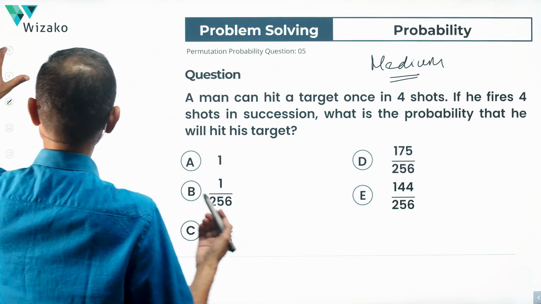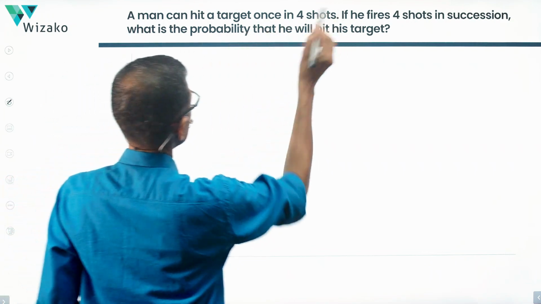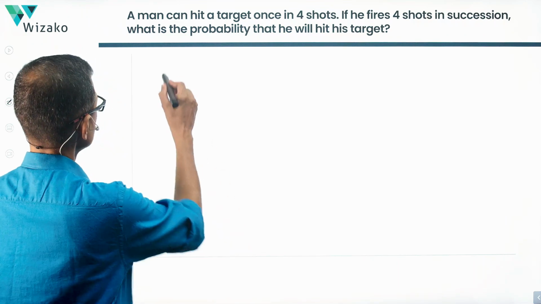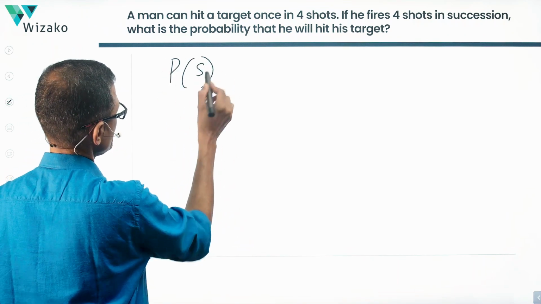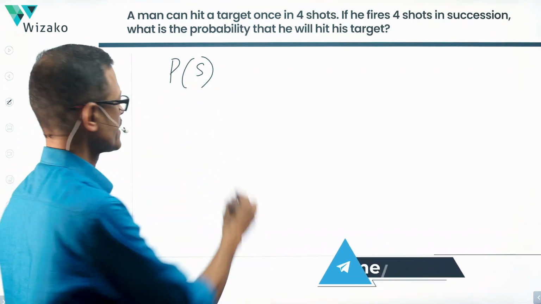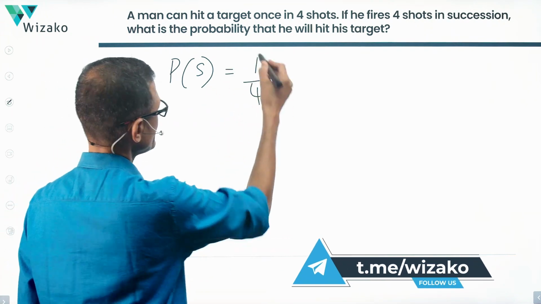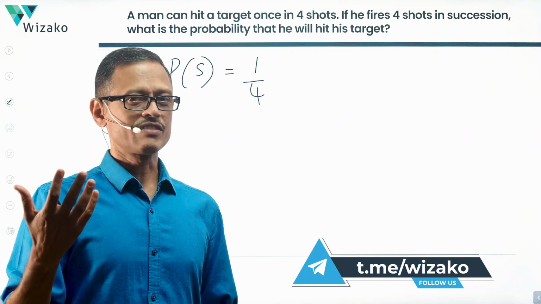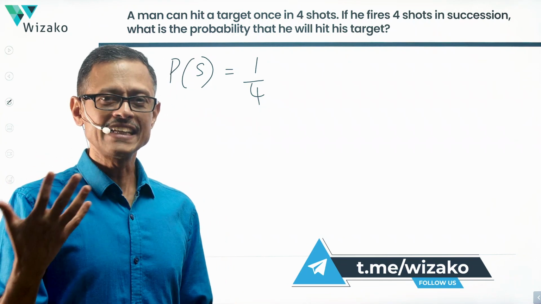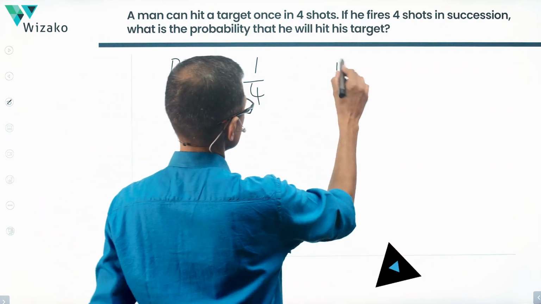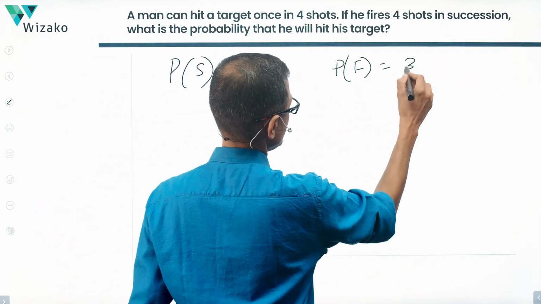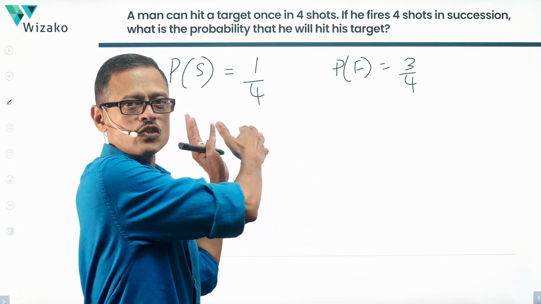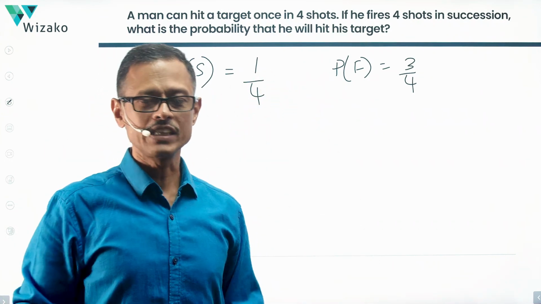Start with this. Let's say a man can hit a target once in 4 shots. Converting this in probability terms, the probability of his shot being a success, we'll call it P of S, is equal to 1 by 4. 1 in 4 shots is a success. Now, what is the complement of this event? What is the opposite? It's like not hitting it at all, right? His failure is basically 3 by 4. I take a shot, I hit the target, or I fail. Probability of a success is 1 by 4. Probability of a failure is equal to 3 by 4.